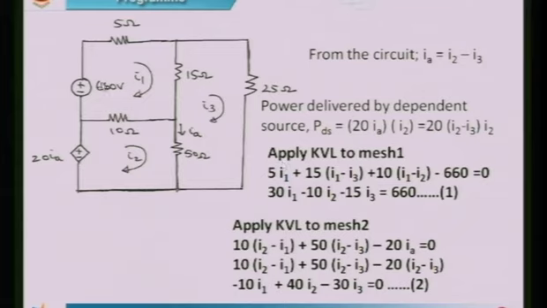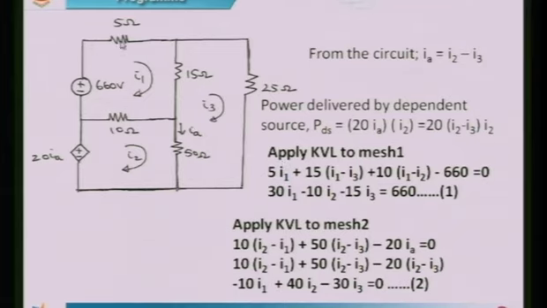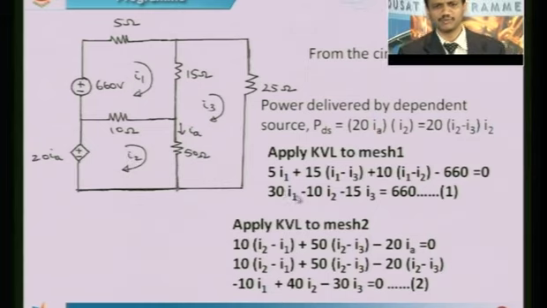Now apply KVL to mesh 1. So first we start from here, plus 5 I1 because this is not shared by any other mesh. So plus 5 I1. Next plus 15 into I1 minus I3, because this is a shared element by two meshes, 1 and 3, and we are applying KVL to mesh 1. Then plus 10 into I1 minus I2, then minus 660 is equal to 0, which can be properly arranged to get 30 I1 minus 10 I2 minus 15 I3, which is equal to 660. We will call this equation 1.